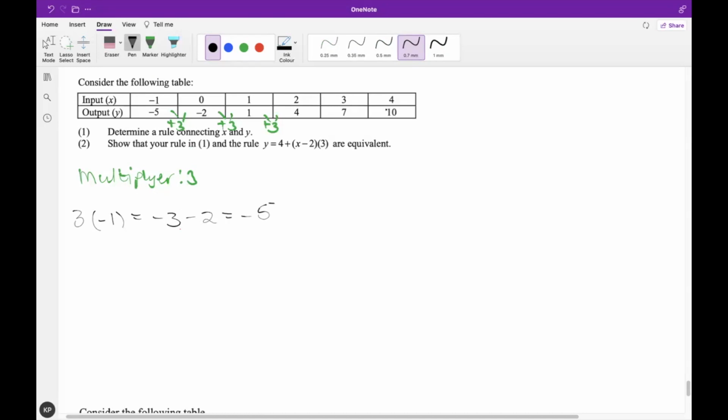I'm going to test it with one more, with the 4. 3 times 4, what is that going to give me? 12. And if I subtract 2, that gives me 10. Is that my desired outcome? Yes. So what is my rule? Y is equal to 3x minus 2.